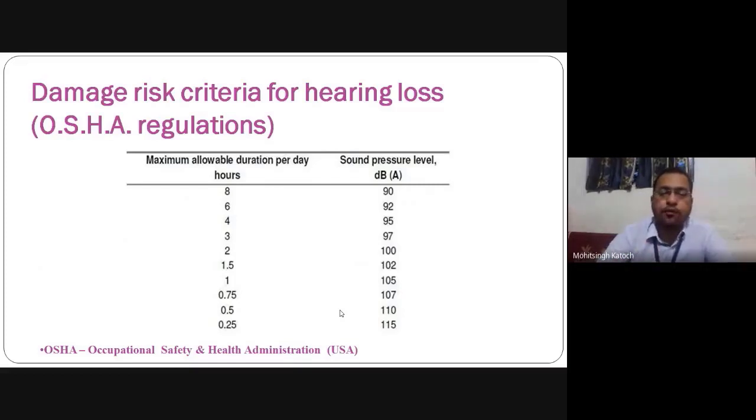So by following these guidelines, the working shifts and working hours for workers in factories and industries in America are decided. Similar rules and regulations must be strictly followed in India as well if we want to protect our workers from damages due to noise pollution.